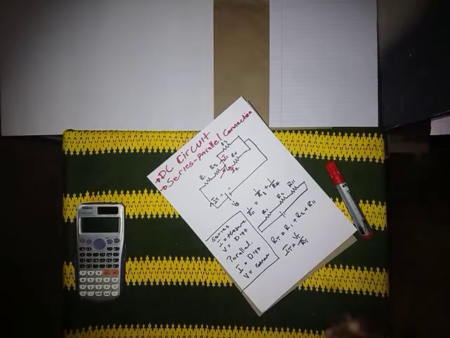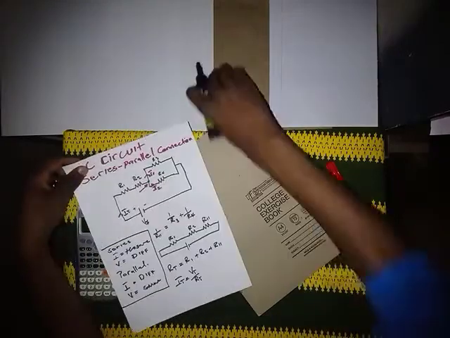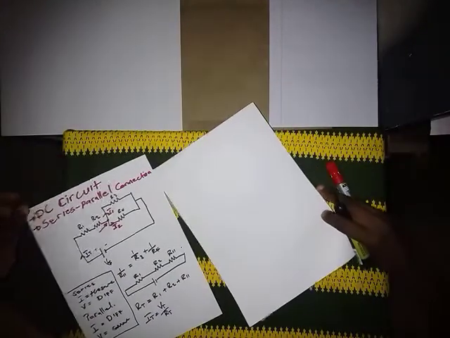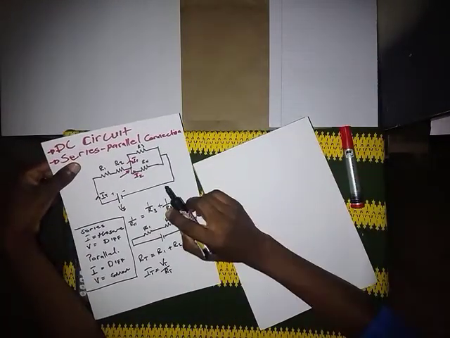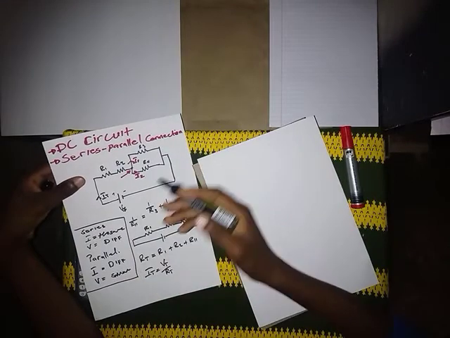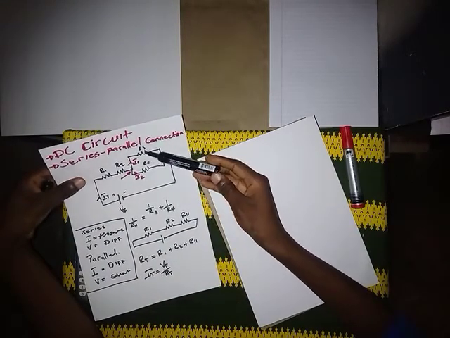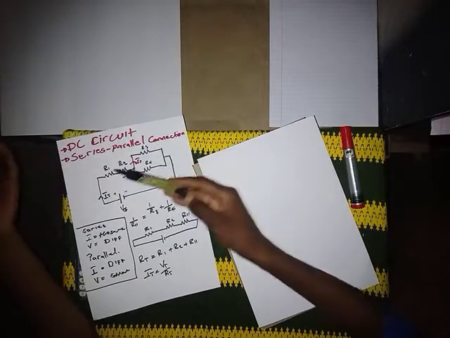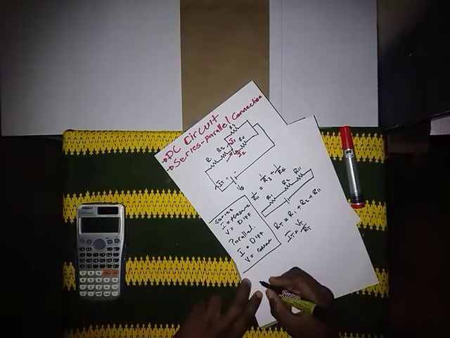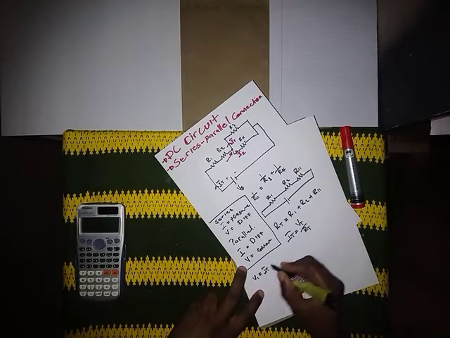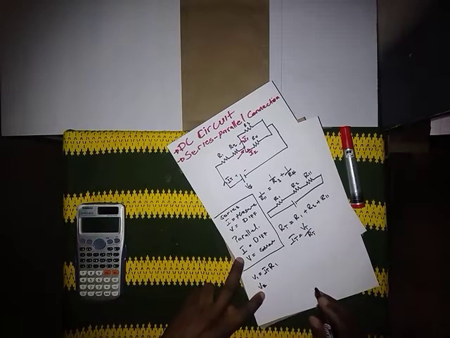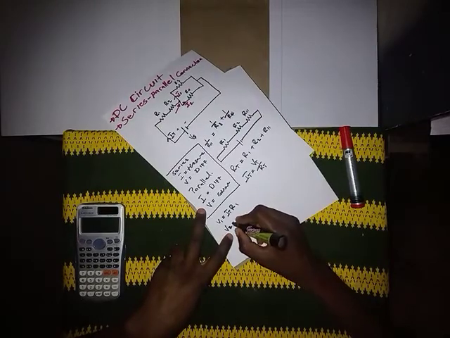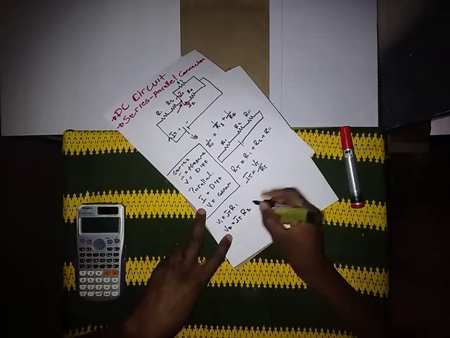After you've calculated your total current, then you can continue to calculate. For example, if they want you to calculate the voltage here, you can use it now. For example, let's say we need to calculate V1. It's going to be IT, because the current is the same, times R1. For V2, IT R2.